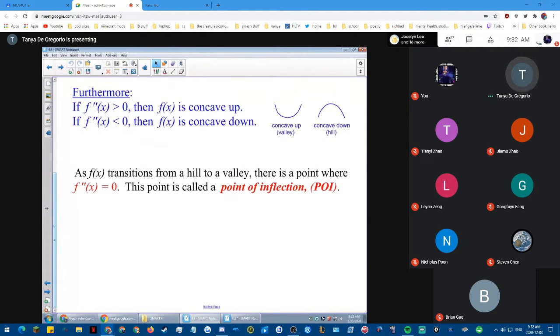As f of x transitions from a hill to a valley, there is a point where the second derivative will equal 0. That means that your function is not concave up and not concave down. This point is called a point of inflection. It's the point where we're changing concavity.